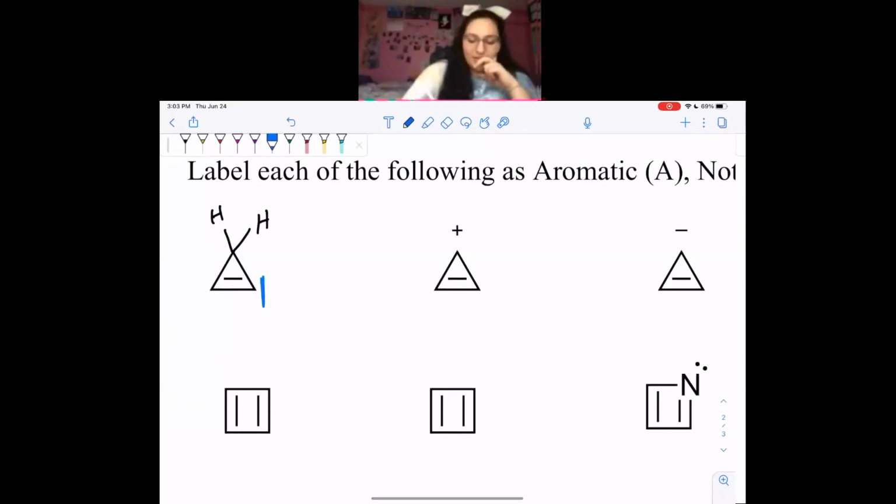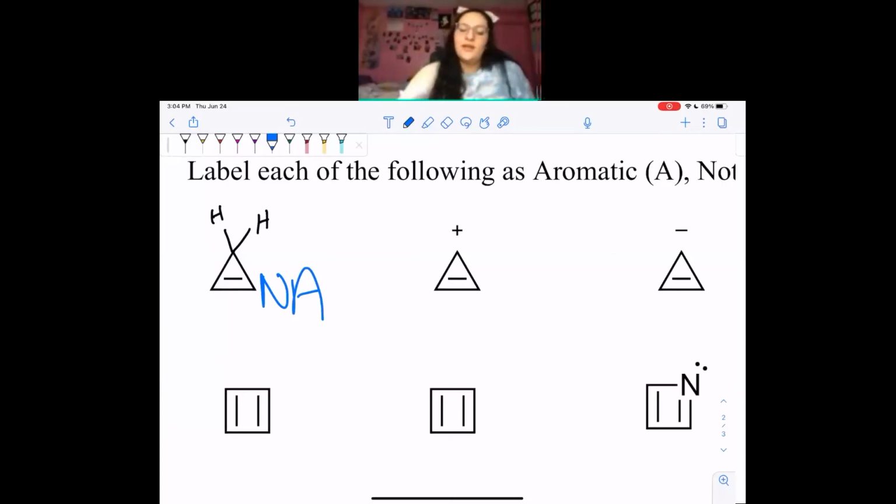Not aromatic, correct. So NA means not aromatic. Okay. So for this second one, we have a cation. Cation means what hybridization? sp2, absolutely awesome. Cations, anions, radicals are going to be sp2 hybridized.